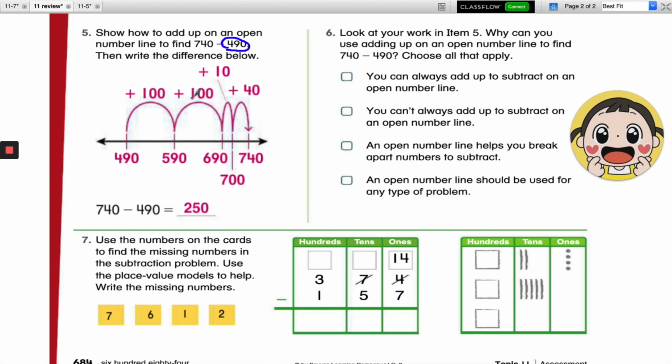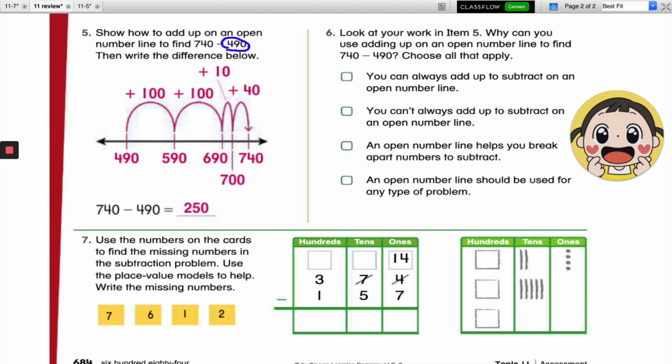100 plus 100 is 200. Plus 10 is 210. Plus 40 is 250. So that's how we would get this answer. You can always double check your answer by stacking up the numbers and subtracting.